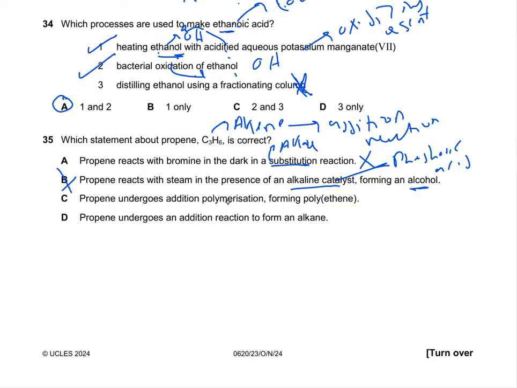Propene undergoes addition polymerization. Yes, it undergoes addition polymerization. Forming polyethene? No, propene will form polypropene. So C is wrong too.